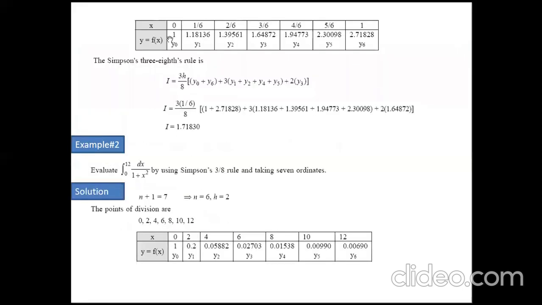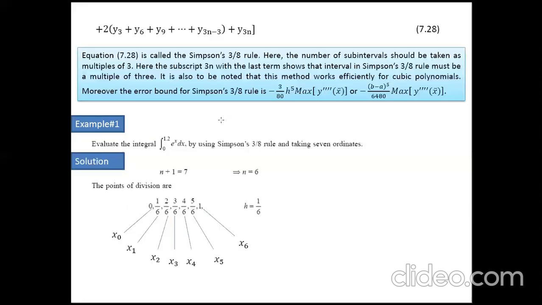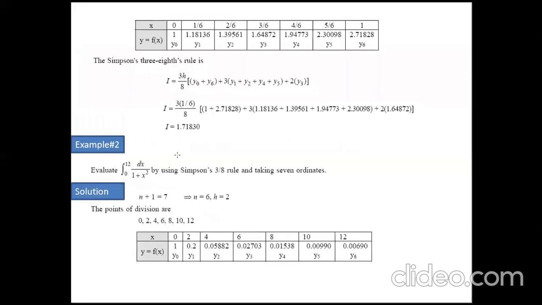And now we have the table. We can find the value of y. What is y? y is the function. The function is e to the power x. So we can get values of y by putting in values of x. First you will put x as 0, then 1 by 6, then 2 by 6, and so on. So you will get these values of y. The obtained values will be y0, y1, y2, y3, y4, y5, y6. Okay, you have completed the table.